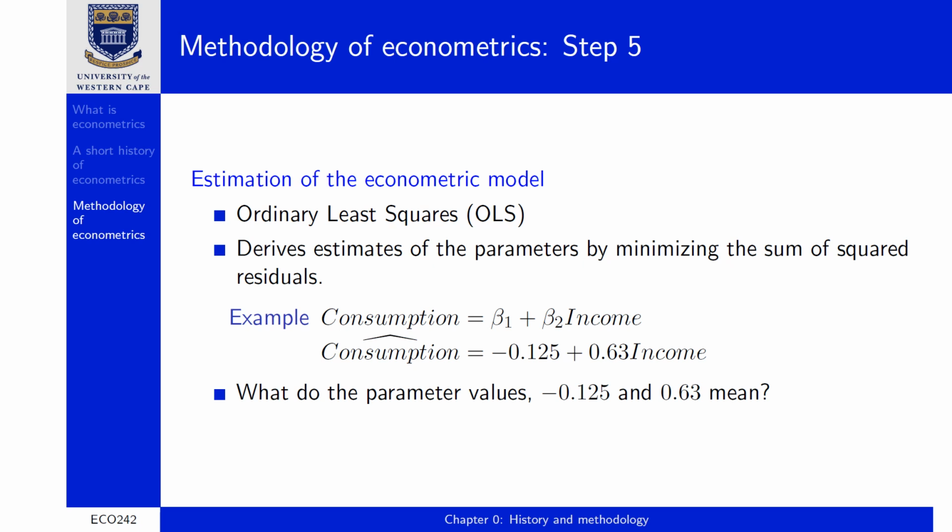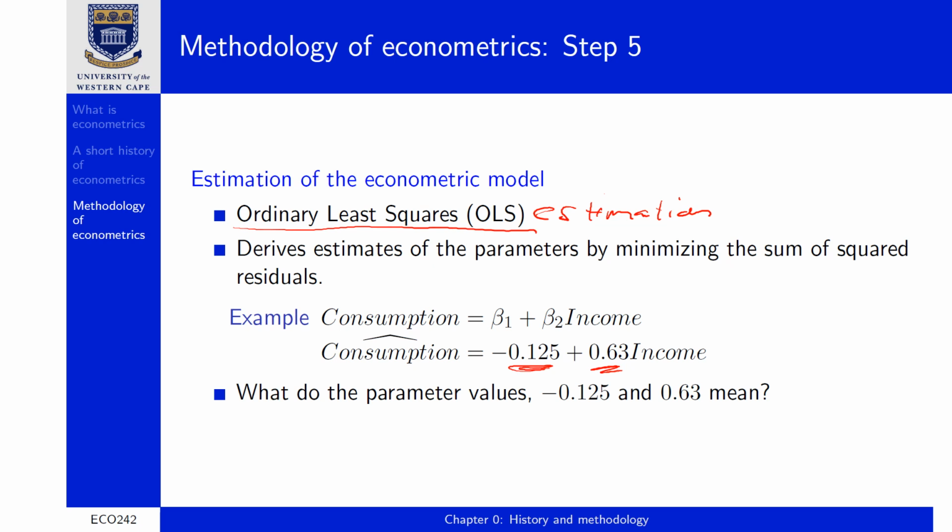Now we move on to step 5, estimation of the econometric model. So this involves fitting a linear line to the data we saw on the graph of the previous slide. Now, how do we do that? We use a methodology or a technique called ordinary least squares estimation. And this is what you'll be learning in this course. Once we apply that method, we obtain the estimated values of the intercept parameter and the slope parameter.